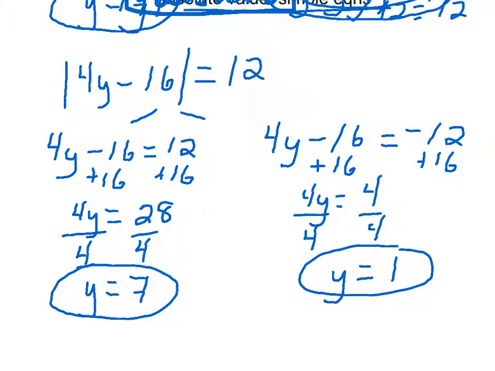All right, why don't you try this one, write it down, and then hit the pause button, work it out, hit the play button, and see if you and I end up getting the same answers. This one is the absolute value of 6u plus 9 is equal to 3. All right, so hit that pause button and give it a whirl.